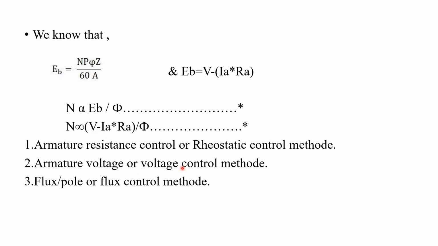And we will see this method in detail. And the third method is flux per pole or flux control method. Here we know that speed is inversely proportional to the flux. So if the flux decreases, the speed can increase. So these are the basic outlines for these three methods. Let us discuss these methods in detail.